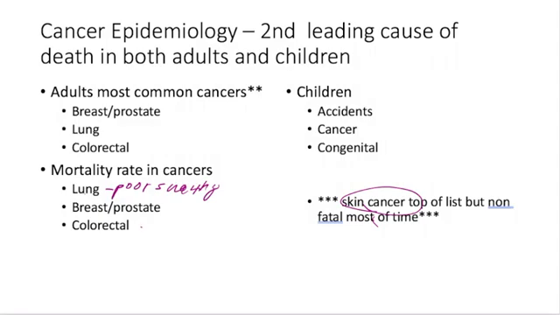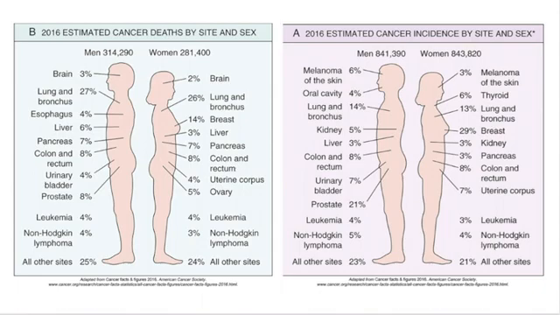Colorectal, we have good screening for this, right? As well as breast and prostate. We have good screening for both of these, and that's why they move down. As you can see with children, accidents are still the number 1 cause of death. But then cancer is right there at number 2. You can see the estimated cancer deaths by site and sex. Here's lung and bronchus. By far, estimated death, it increases. Breast 14, and then you go prostate 8 for the men.